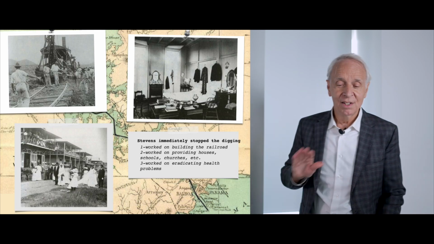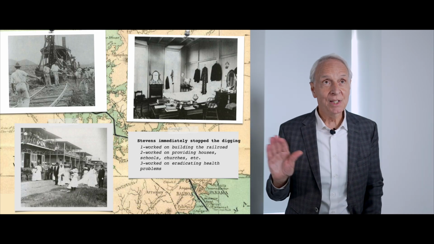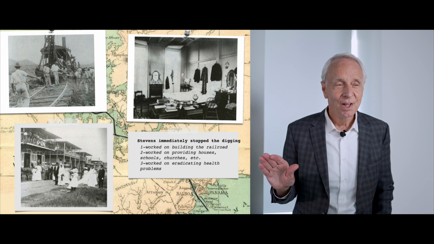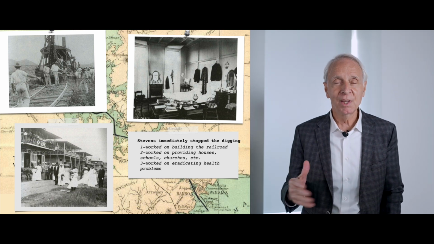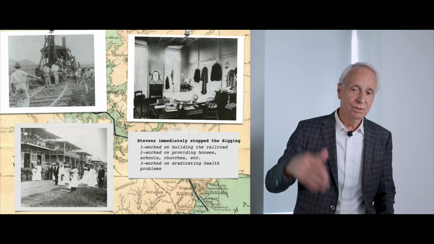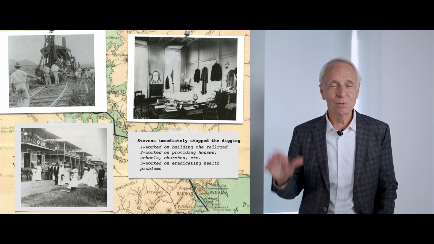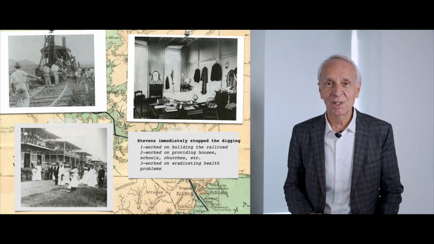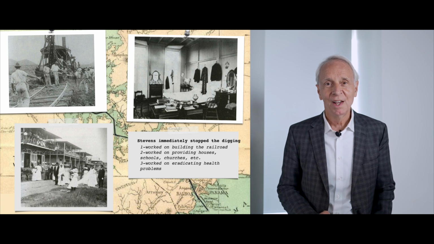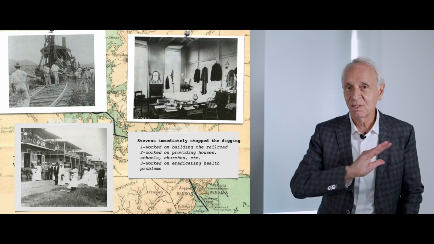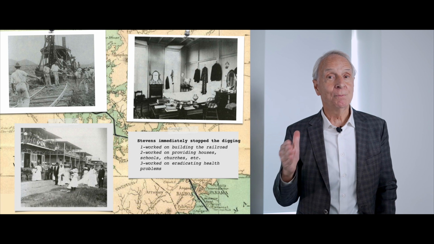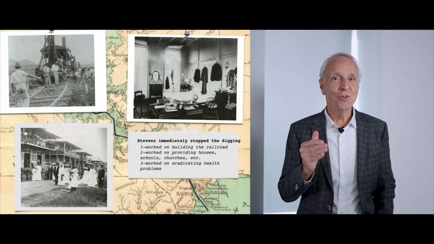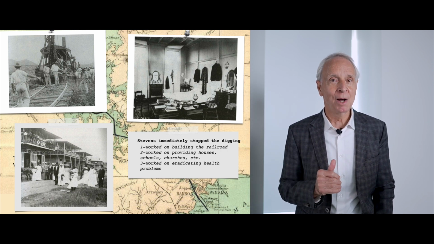Stevens did something that seemed crazy at the time. The first thing he did was immediately stop the digging. People think, how do you build a canal? Well, you dig a hole, you dig, dig, dig. And that's what they'd spent $128 million doing, just moving dirt. The first thing he does is say, stop all the digging. And then he began to build an infrastructure for actually solving the problem.